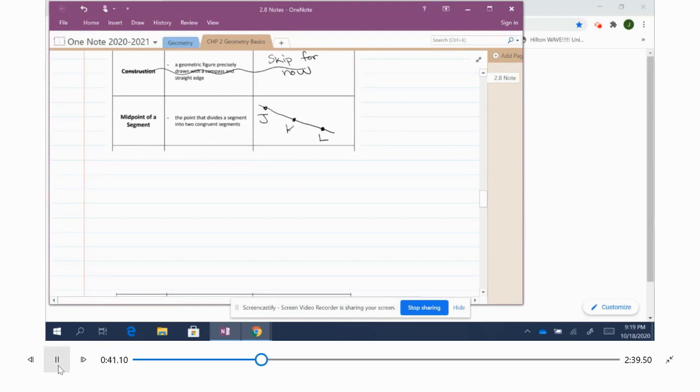We're skipping constructions for now. They may come back if we go back full time. But for now, we're going to skip them.